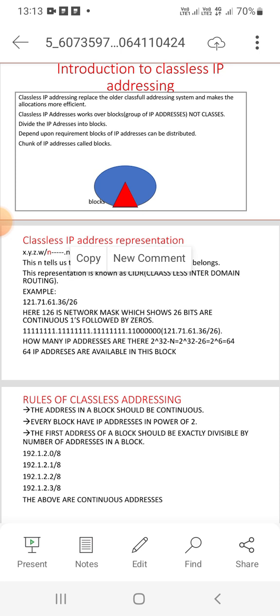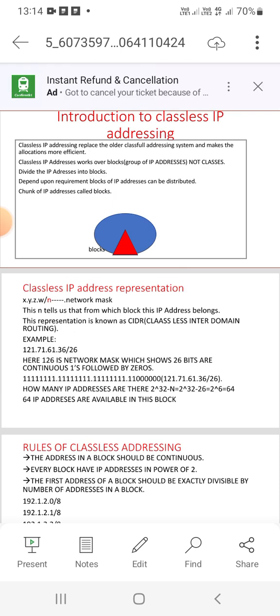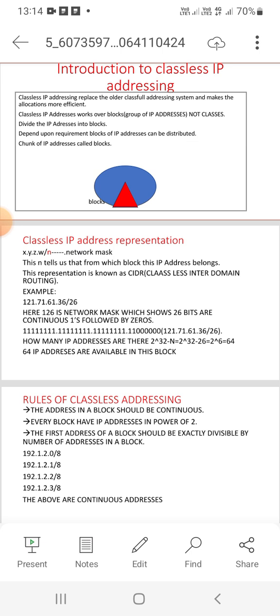Classless IP addressing replaces the older classful addressing system and makes the allocations more efficient. Classless IP addressing works over blocks, that is, groups of IP addresses, not classes. Divide the IP address space into blocks. Depending upon the requirement, blocks of IP addresses can be distributed.